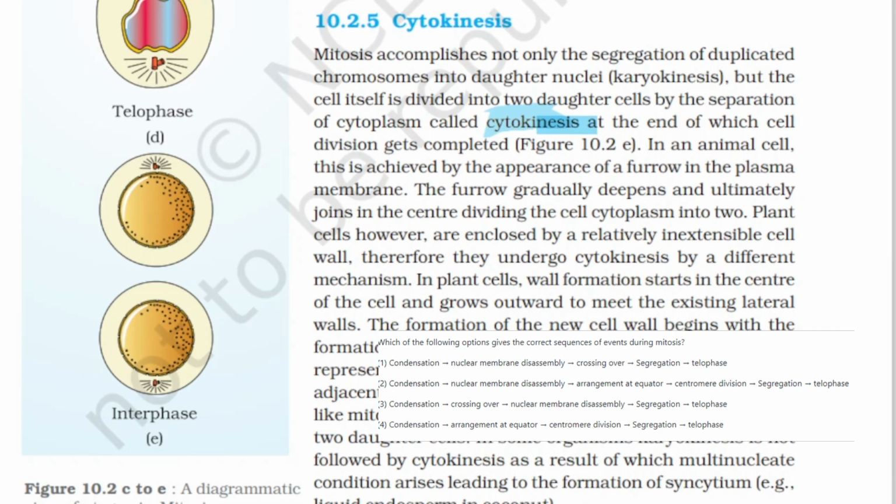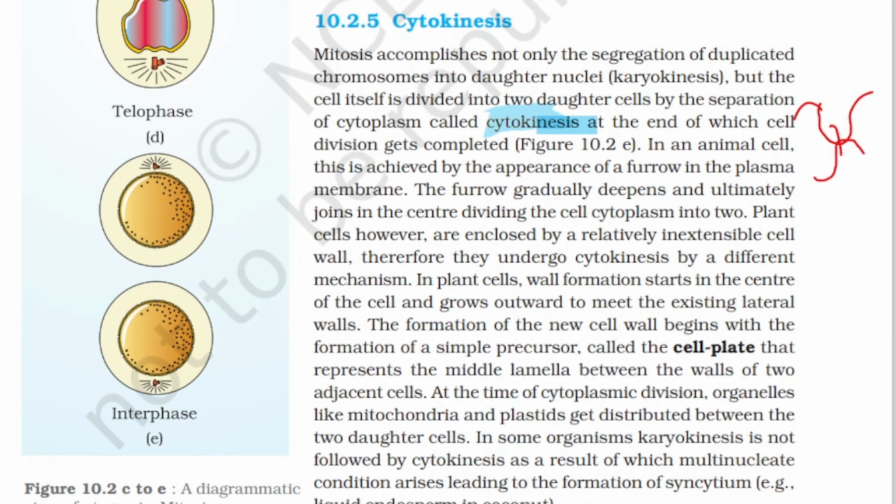So here we have this representation. Here the cytoplasm divides and the two daughter cells are formed. In an animal cell, this is achieved by the appearance of a furrow. Furrow means this, okay, this is called a furrow. Slowly it deepens and it breaks into two cells.